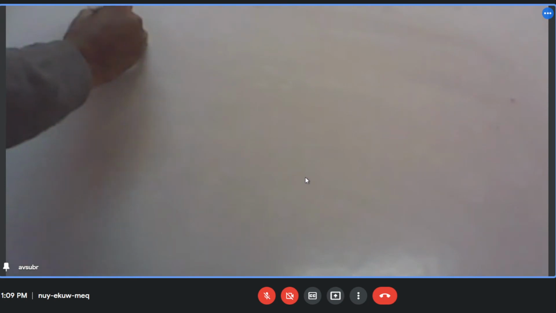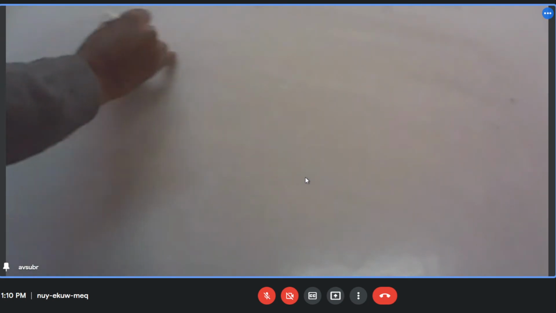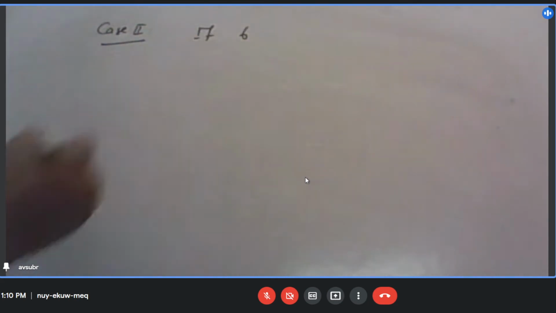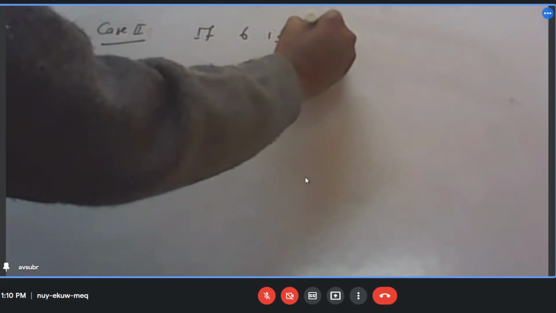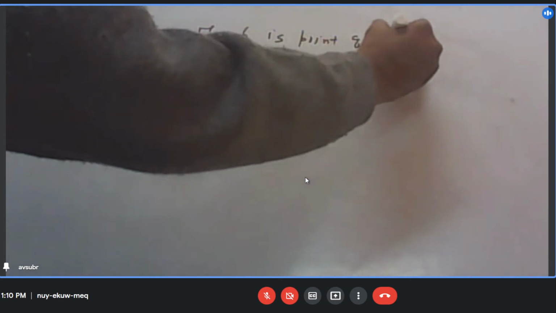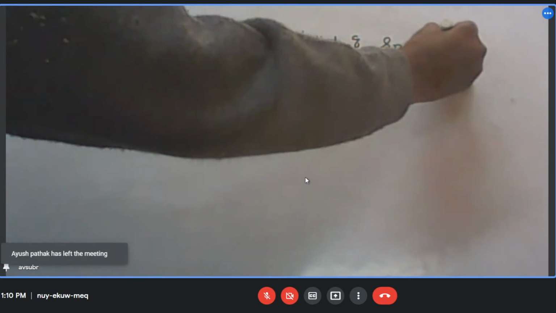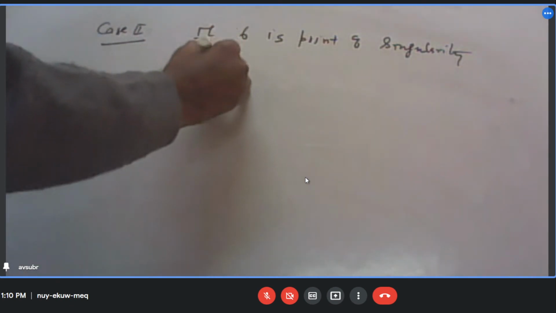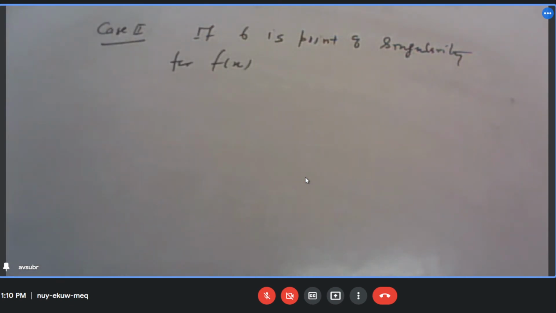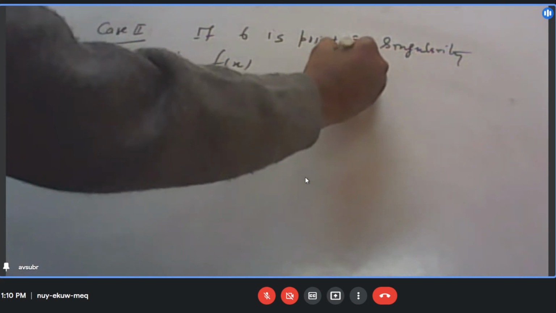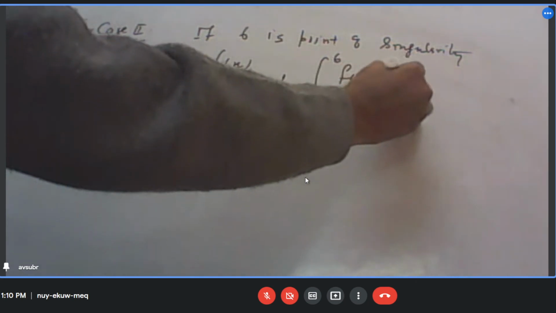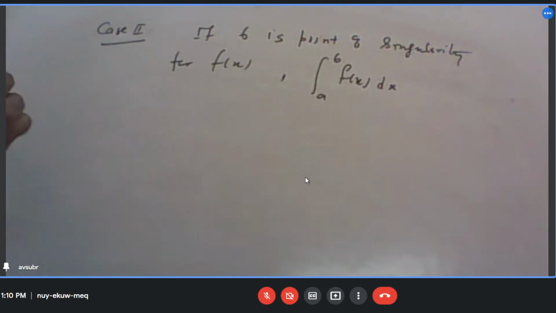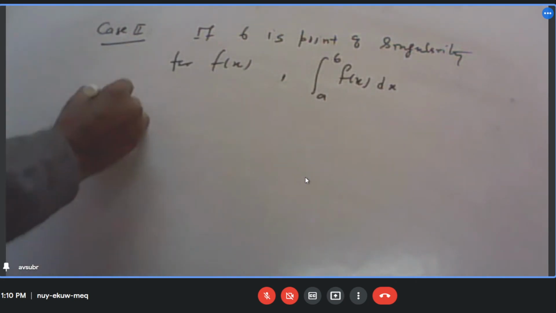So case 2. What is case 2? Let us say B is the point of singularity. For a given function f, our improper integral is defined as integral from a to b.